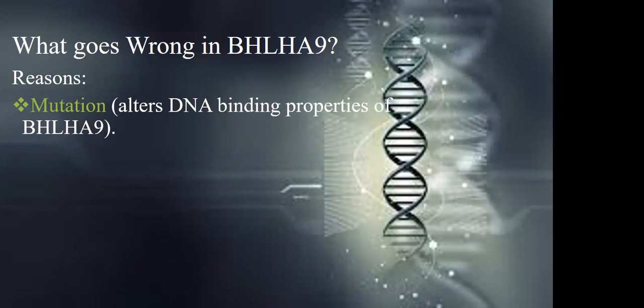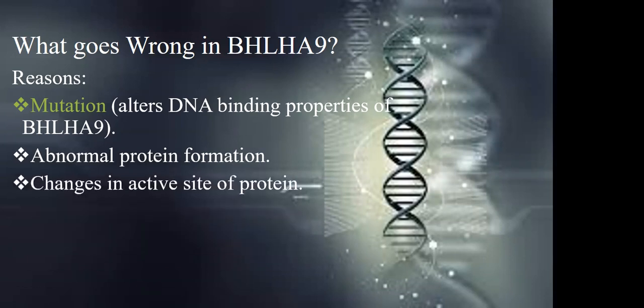Mutation means a sudden change in the DNA sequence, and it also alters the DNA binding property of BHLHA9. If a mutation occurs in this gene, it will change the DNA binding domain of this gene. Due to mutation, abnormal protein formation will come out, and the active site of the protein can also change. If the mutation is in the active site of the protein, it will change the active site formation of the protein.